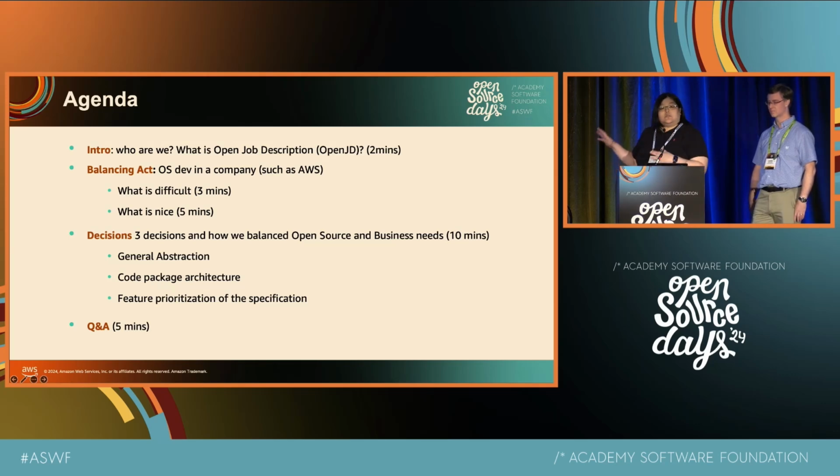We're going to talk a little bit at a high level on some of the assumptions that we made in terms of operating as an open source development team inside a commercial paid team at AWS. And then we'll tell you a little bit of a story in 3 parts, in 3 decisions about how we made it happen. And then, of course, there'll be time for Q&A, hopefully.